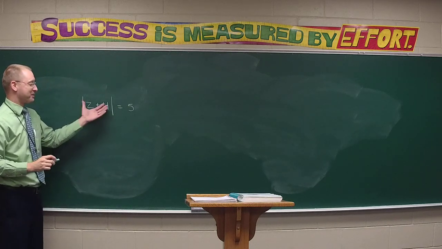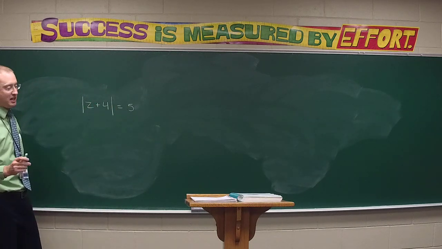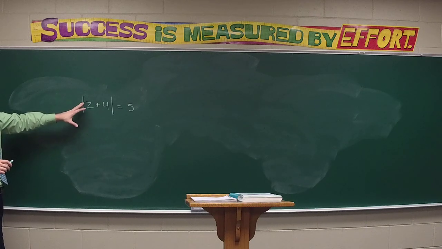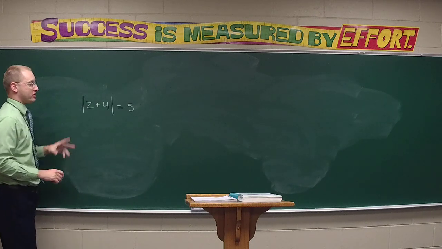Absolute value of z plus 4. I mean, literally, you write exactly what it says. It didn't even take any real thought. Now, from this, though, we're going to make two equations. That's why this is an 8th grade level, because they couldn't do that.